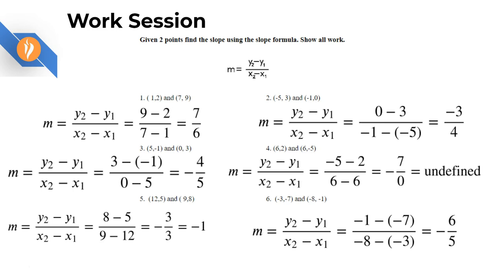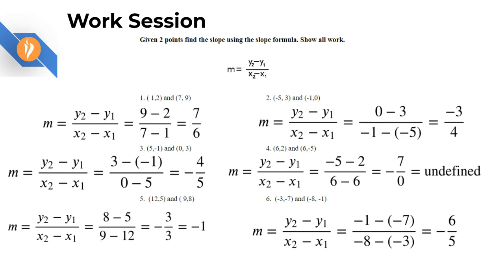In number 4, my answer is undefined, and I want you to look at that. I like to remember this fun little thing: if the 0 is under the line, and the line is the division sign, it's undefined. I'm just talking about that 0. So 6 minus 6 gives me 0 in my denominator. So if my 0 is under the line, it's undefined. So that's the slope of that line.